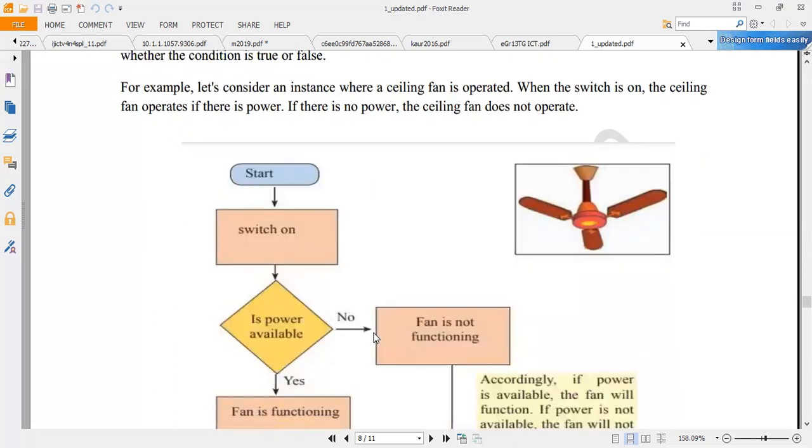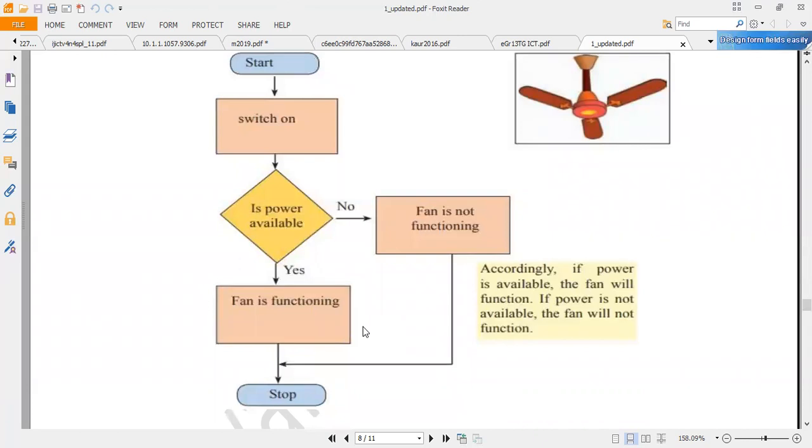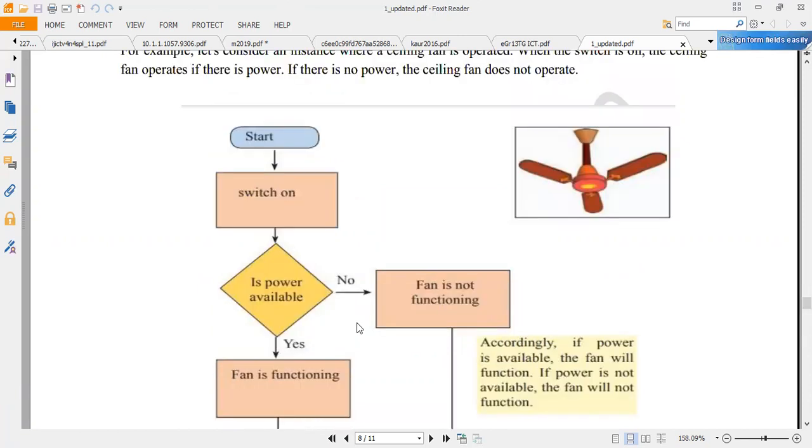The graphical representation uses flowchart notations: the start symbol, then a few processes. There isn't any input or output. So these are processes. Switch on, then there is a condition checking whether power is available. If not, the fan is not functioning. If power is available, then the fan is functioning. Accordingly, if power is available, the fan will function. If power is not available, the fan will not function.